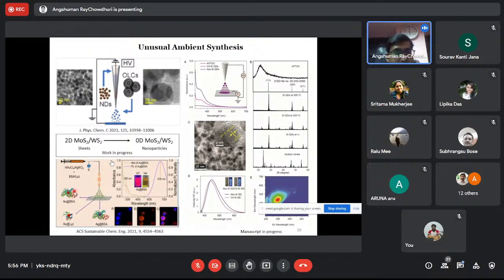Ambient electrospray is producing BSA or different ligand-protected metal nanoclusters. And recently we have seen that when we spray MoS2 or WS2 nanosheets, it produces MoS2 or WS2 quantum dots. That is a very interesting result. What happens when we spray graphene oxide? It produces graphene quantum dots by electrospray within a fraction of a second. So a zero-dimensional material is forming, transformed from two-dimensional nanomaterials.